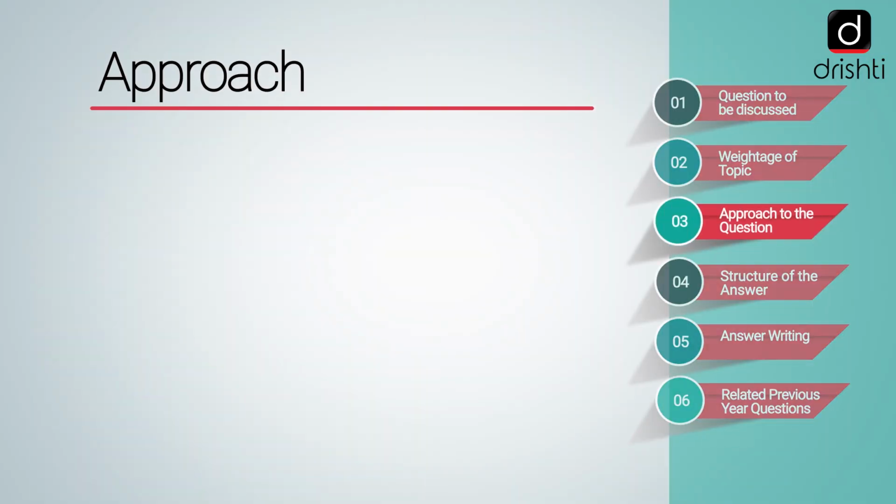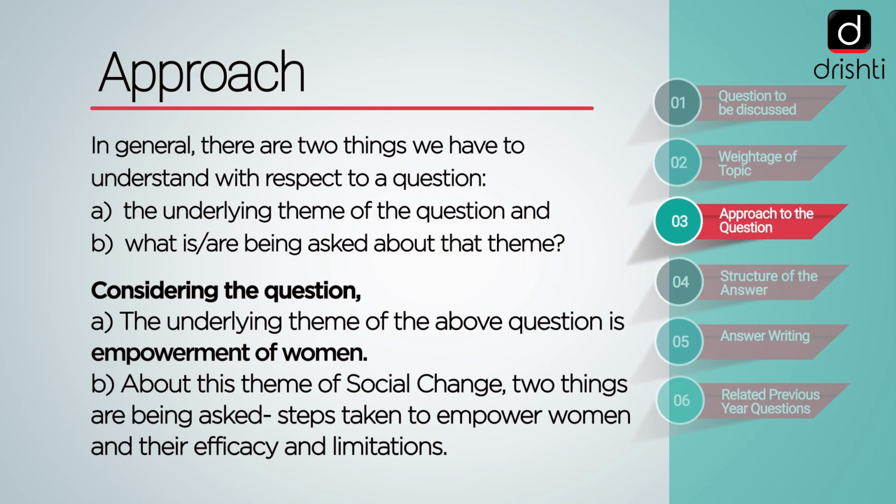Shifting towards how to approach the question. In general, there are two things we have to understand with respect to a question: the underlying theme of the question and what is or are being asked about that theme. Now let's consider the above question. The underlying theme of the above question is empowerment of women and loosening the grip of patriarchy around them in India. About this theme of social change, two things are being asked in the question: steps taken to empower women and their efficacy as well as limitations.